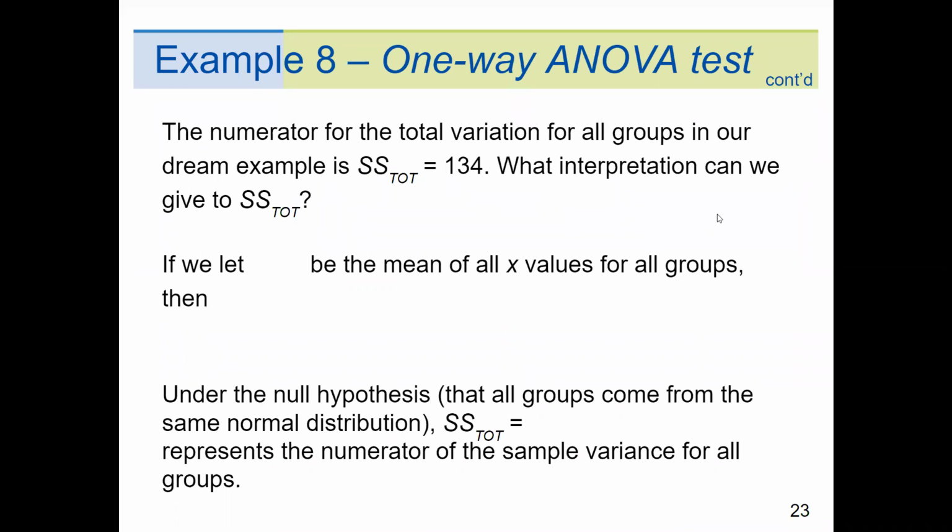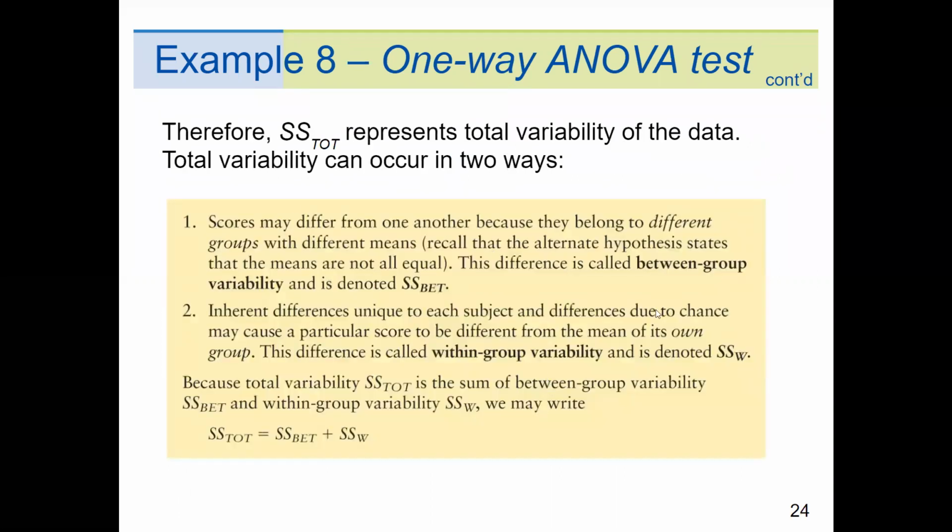What interpretation can we give? If we let x bar total be the mean of all x values in the group, then the mean of all x values is equal to the sum of the x's total divided by n. Under the null hypothesis that all groups have the same distribution, this represents the numerator of the sample variance for all groups. Go ahead and pause the video to write this part down.